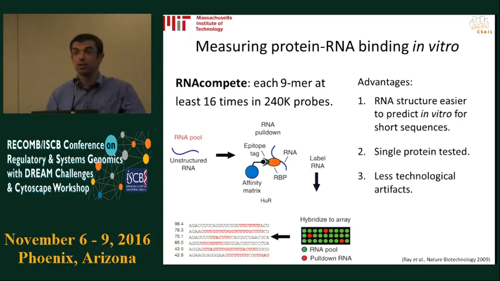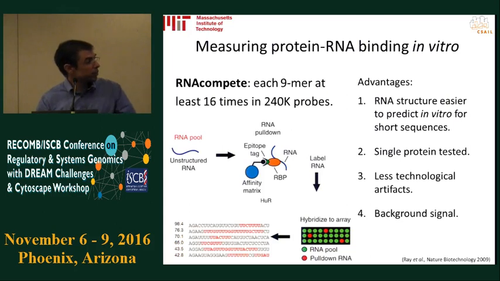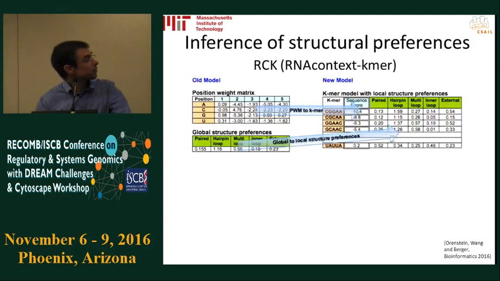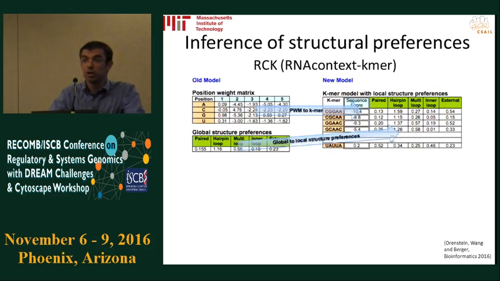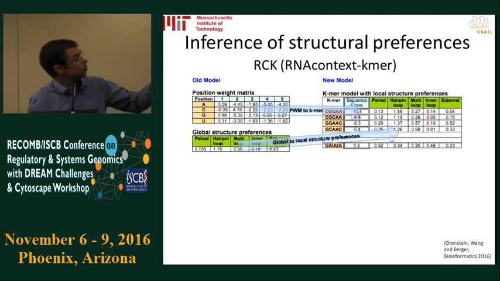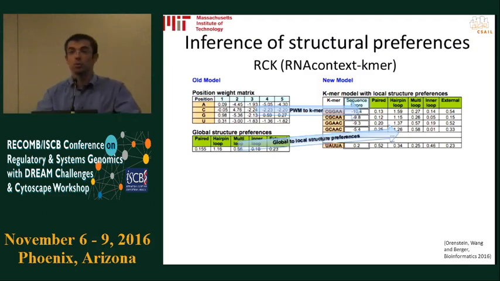Hopefully, there are fewer technological artifacts, as this is an in vitro assay, and it's easy to measure the background signal. So one of the computational challenges that arises from this data is to infer the binding preferences of the protein. Previously, RNAcontext was developed to represent the preferences using a position weight matrix model, which you see on the left side, as well as to keep 5 parameters for the structure preferences.